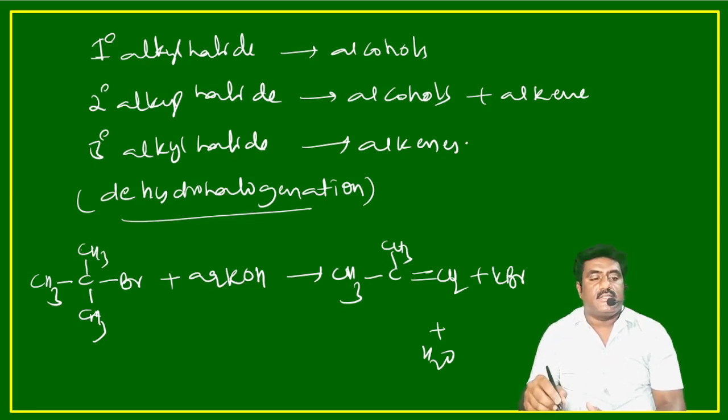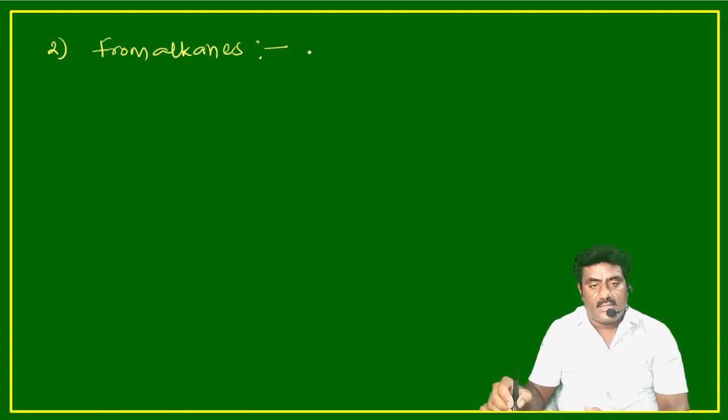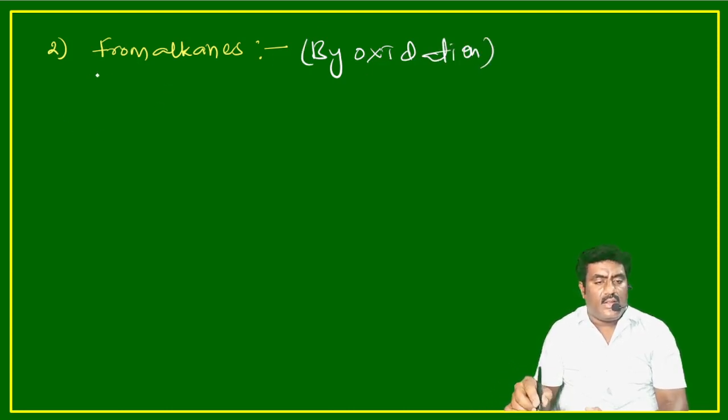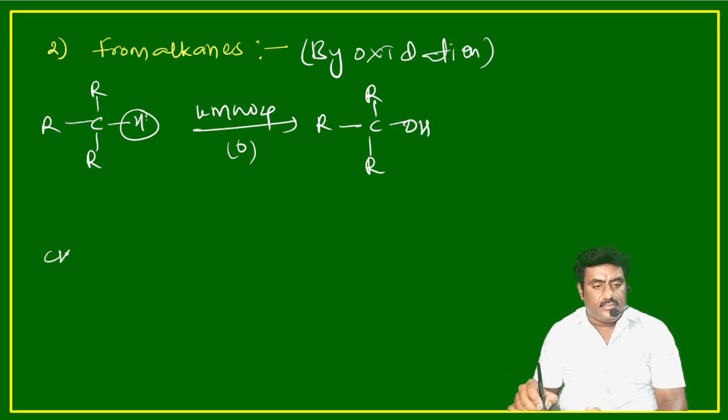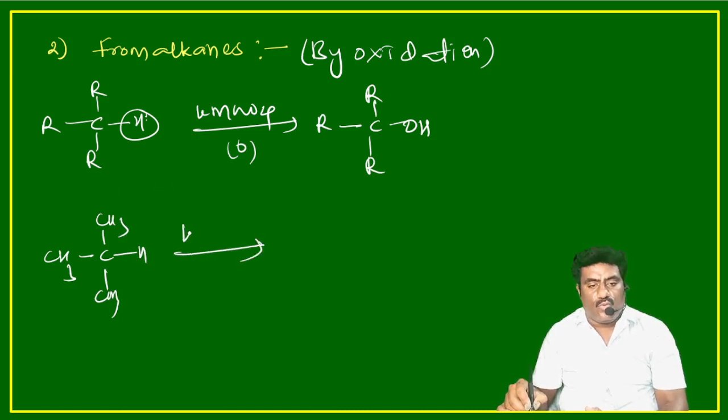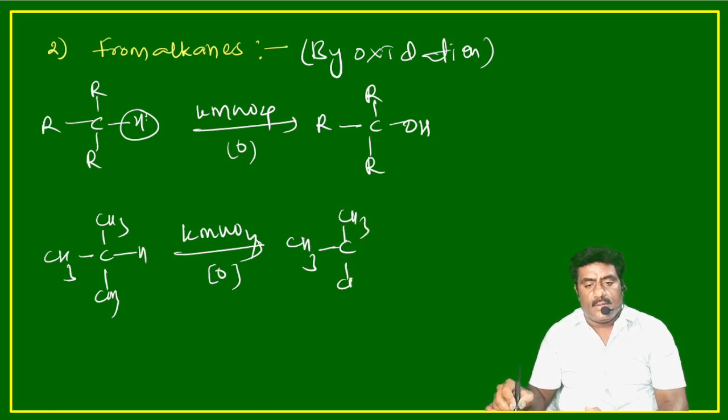Let's move on. The next method is from alkenes, by using the oxidation method. Alkenes with a carbon having a single bond to hydrogen, primary and secondary, do not undergo oxidation generally. This alkene has one hydrogen; in the presence of a strong oxidizing agent, potassium permanganate, it gives alcohol. I am writing an example: in the presence of KMnO4 oxidation, it gives tertiary butanol.